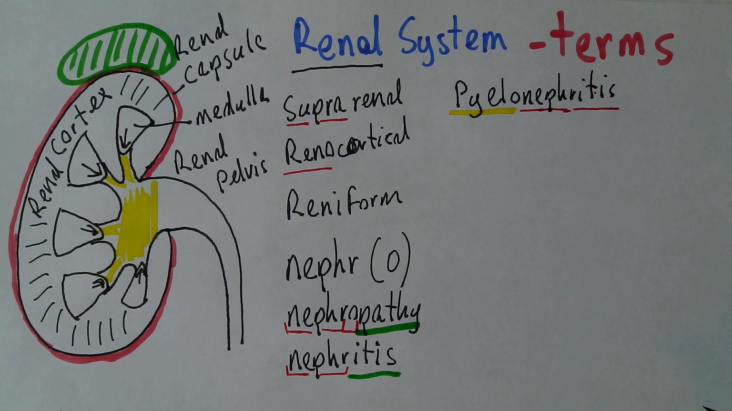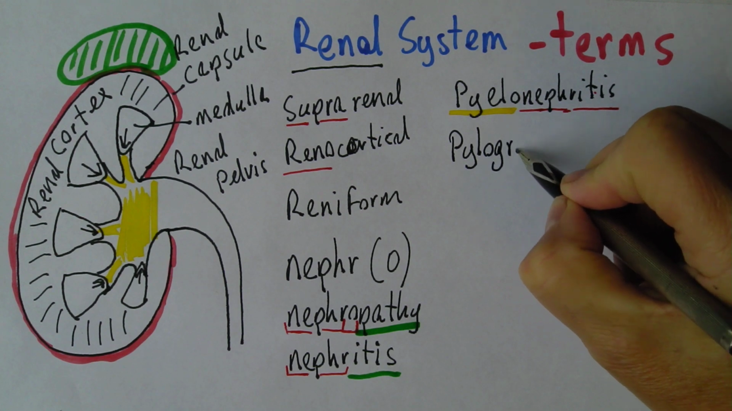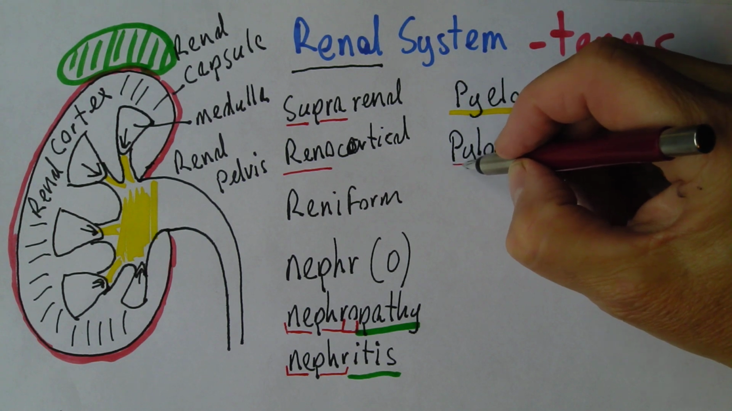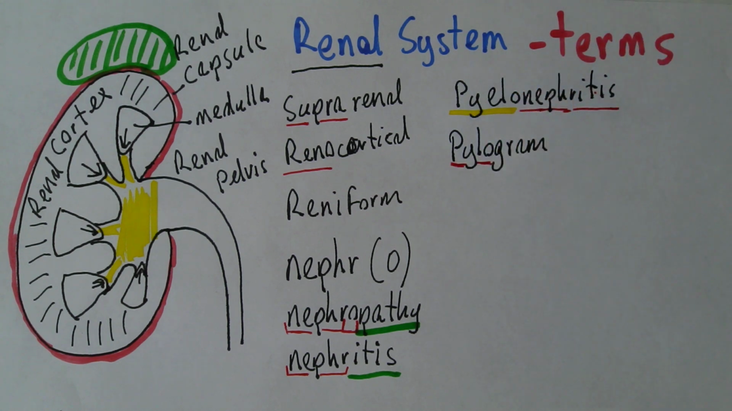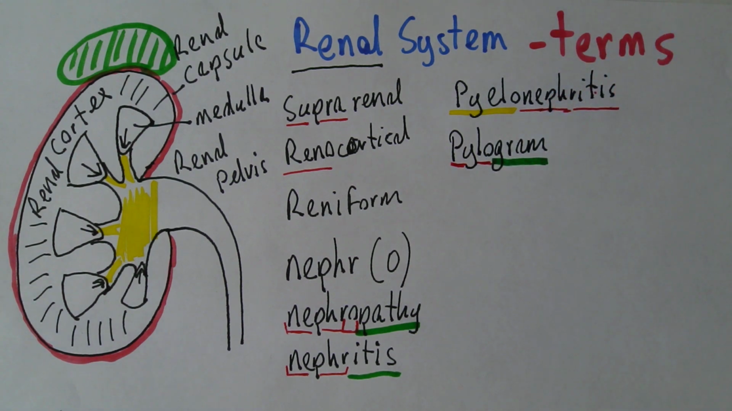So from that you might have heard words like pyelogram. Pyelogram. So pyelo we know means the renal pelvis, and gram, originally it meant written or drawn, but gram now really means a recording made by an instrument. So very often that might be an X-ray, for example. A pyelogram, visualizing and making a recording of or giving information about the renal pelvis.